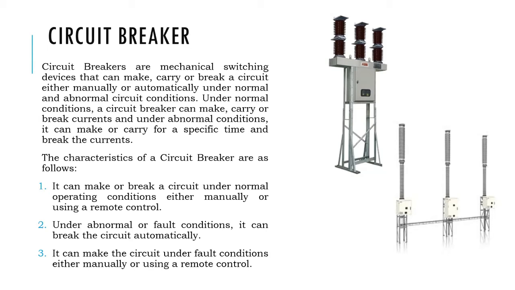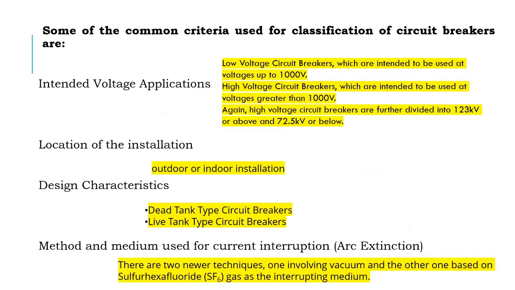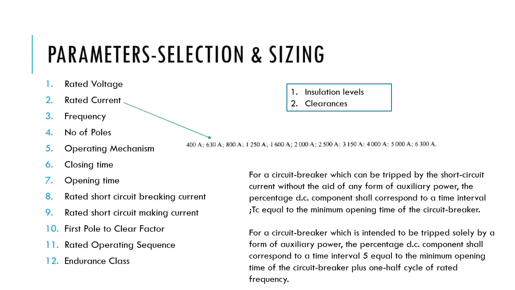So everything will be specified in the technical specification. Every manufacturer cannot read the entire technical specification when you're asking for the price. So he has to look at the main parameters that we have to specify. That comes in our next slide, which is parameter selection and sizing. These are the main parameters we need to specify for the breaker.